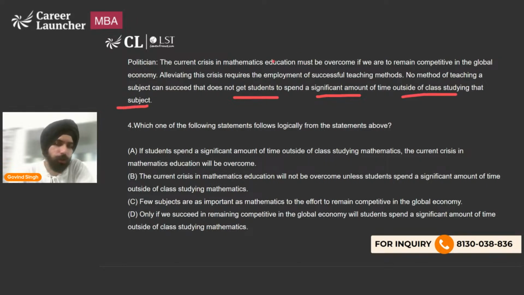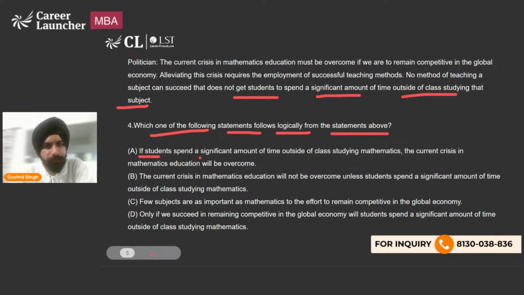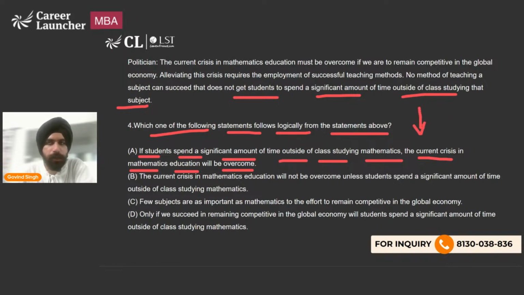Okay. Let's look at the question. Which one of the following statements follows logically from the statements above? Let's see the options. If students spend a significant amount of time outside of class studying mathematics, the current crisis in mathematics education will be overcome. Hmm. Very tempting option, right? Seems like a very logically flowing argument from the passage. Let's look at the other options.